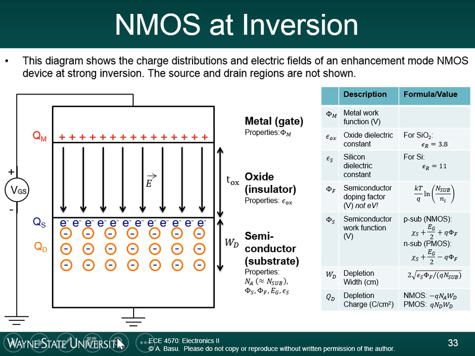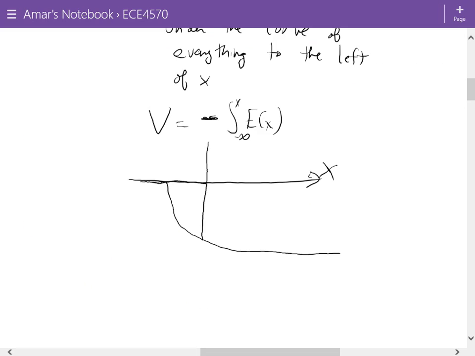There are some rules for a capacitor that still hold true. The number of positive charges here has to equal the number of negative charges here. So if we sum up all the positive charges on the metal gate, it will be equal to the number of negative charges in the surface plus the negative charges in the depletion region. But essentially, this is a capacitor. Whenever we want to calculate the voltage drop across a capacitor, you remember this basic equation, Q equals CV.